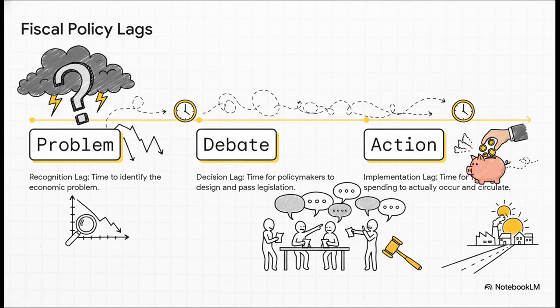First, you've got the recognition lag. It just takes time for economists and politicians to look at the data and agree, yep, we have a problem. Then comes the decision lag. This is the really slow bit, with all the political debates about what to do and how to pass the new laws. I mean, it's always easier to pass a popular tax cut than an unpopular tax hike, right? And finally, you get the implementation lag, the time it takes for the actual money to be spent and start circulating. The real danger here is that by the time the policy finally kicks in, the economic problem it was supposed to fix might have completely changed.